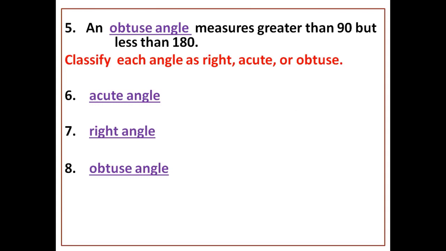Number 5, an obtuse angle measures greater than 90 degree but less than 180 degree. It is the definition of obtuse angle. Obtuse angle is an angle that is greater than 90 degree and less than 180 degree. Such type of angle is called obtuse angle. Number 5 answer is obtuse angle.